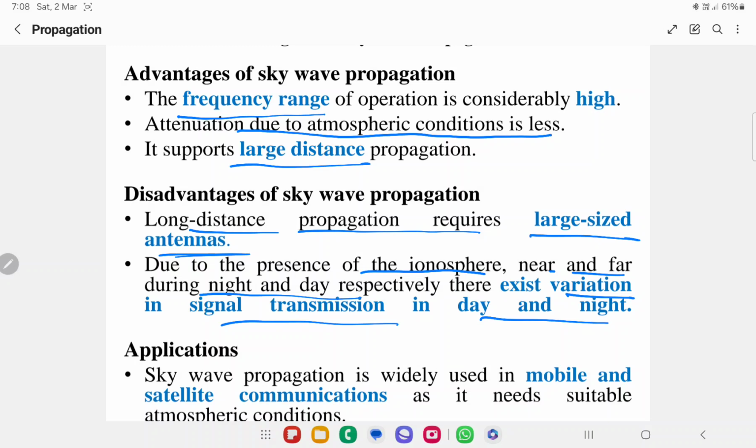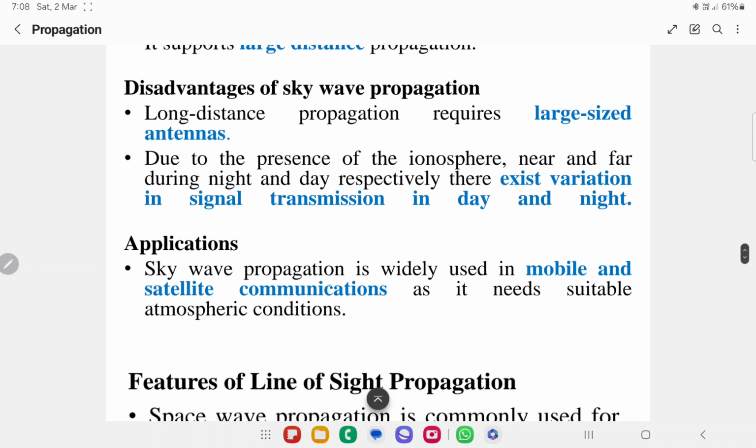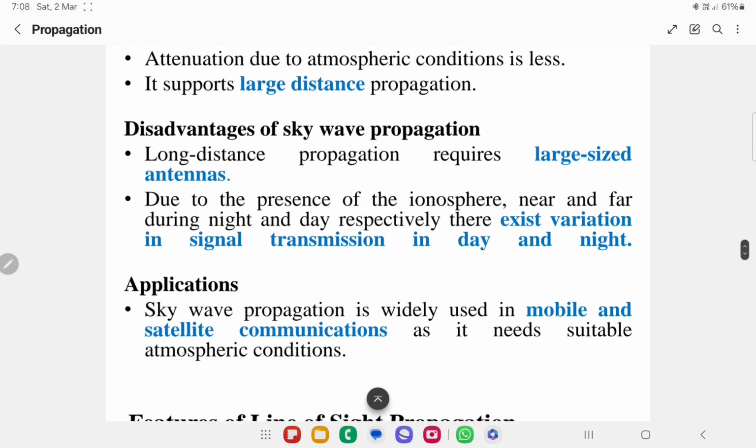Okay, so here you can see the applications. The applications are mainly in mobile and satellite communication, which I have highlighted here. We know about satellite use and all, so there we use sky wave propagation.